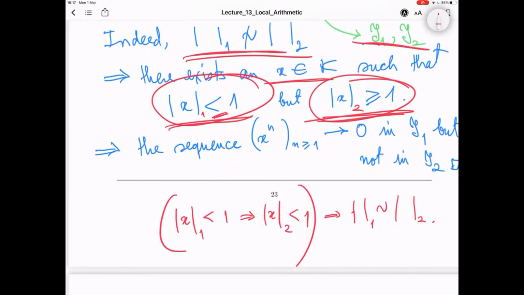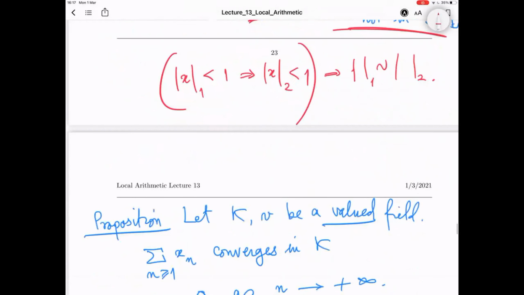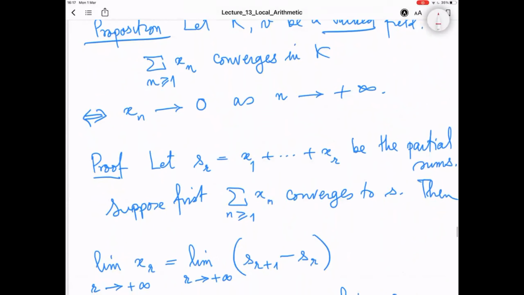And what does that mean? That means that if I look at the sequence x to the power n, consisting of powers of this x, then it tends to 0 in the first topology, but not in the second topology, which means that the topologies cannot be the same. If there is some sequence which converges in the first topology, but not in the second, then the topologies cannot be the same.